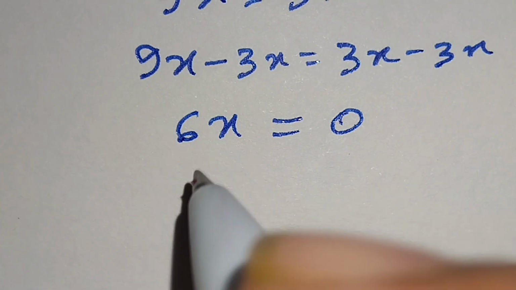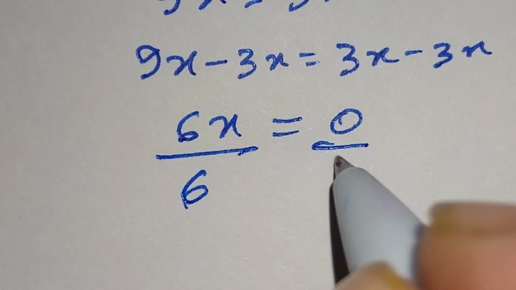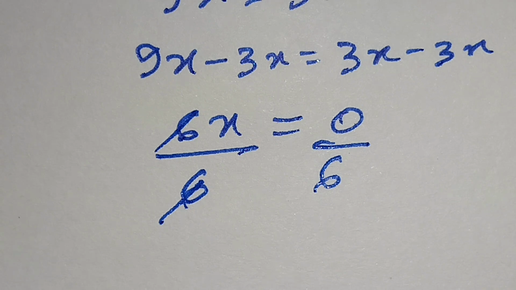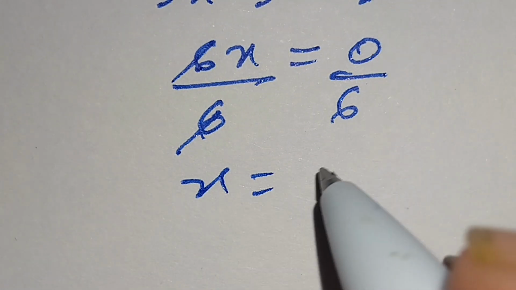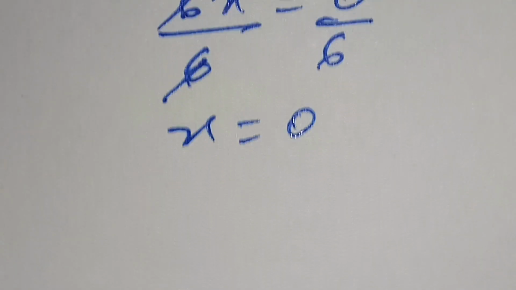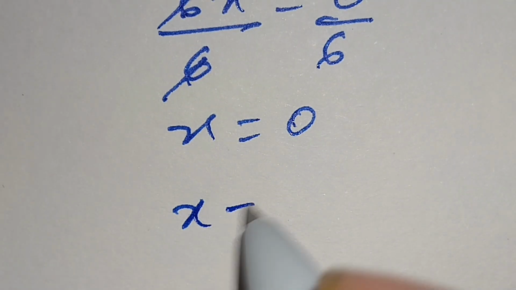Now we will divide both sides by 6. Here 6 and 6 cancel. Here x is equal to 0 over 6, which is equal to 0. So x is equal to 0.